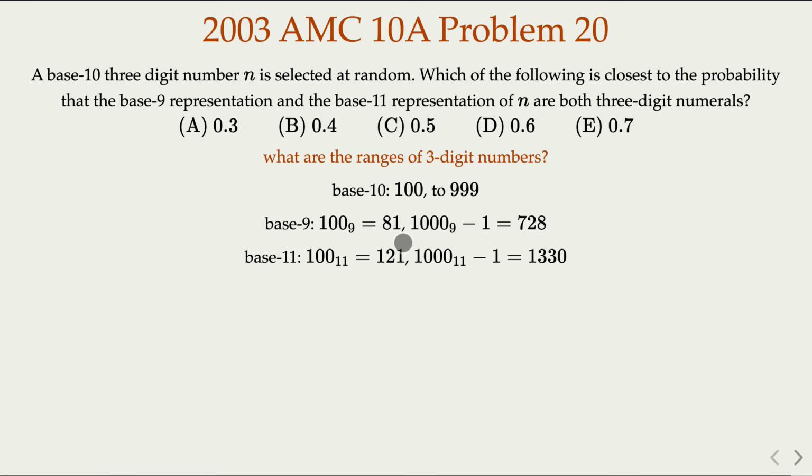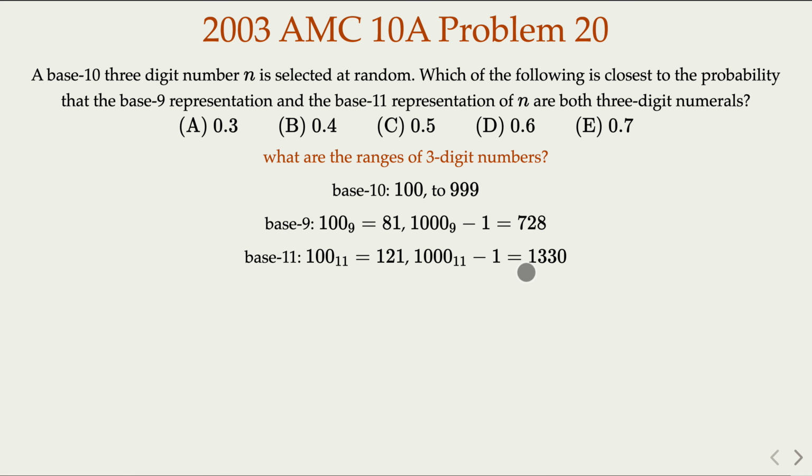What is common? We need numbers that are 3-digit in all three bases. So the number must be at least 121, because 81 is 2-digit in base 11. Among this range, only the numbers between 121 and 728 are 3-digit in all bases. The other numbers are sometimes 2-digit, sometimes 4-digit.